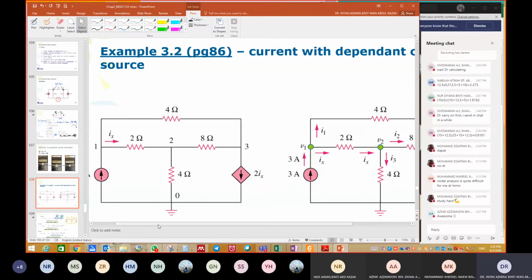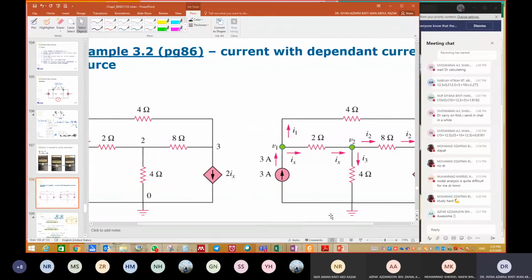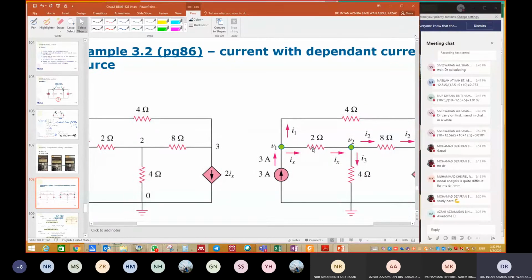Please observe this circuit. We have IX here, so just name it as IX and do not make the IX enter node 1 because it will be inverse with this IX. Just follow IX. Follow this IS. So IS leaves this node and make sure IS must enter this V2.